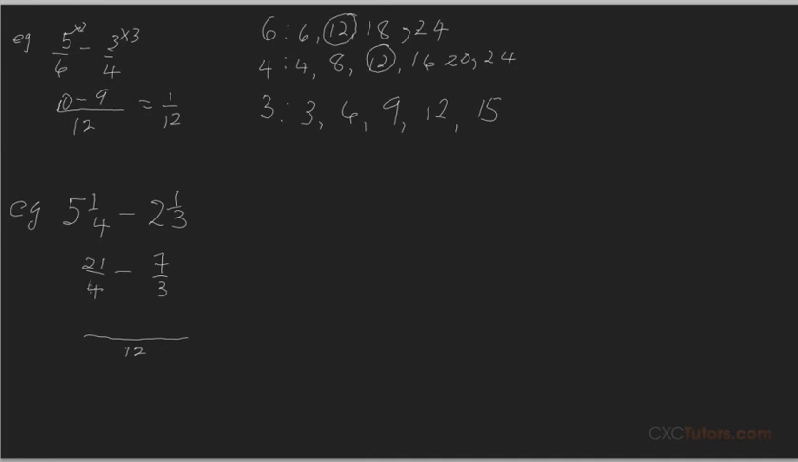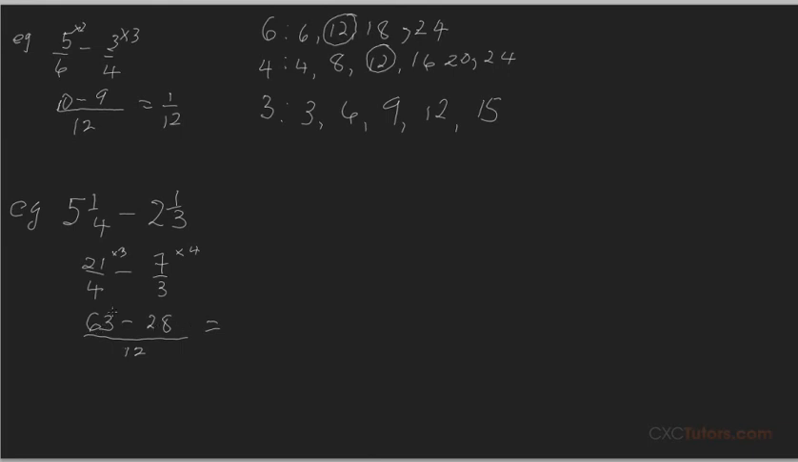And so we have 4 into 12 is 3. So we multiply 21 by 3 and we will get 63. And then we have 3 into 12, that's 4. And so we multiply 7 by 4 to get 28. And then all we do here is subtract 28 from 63.